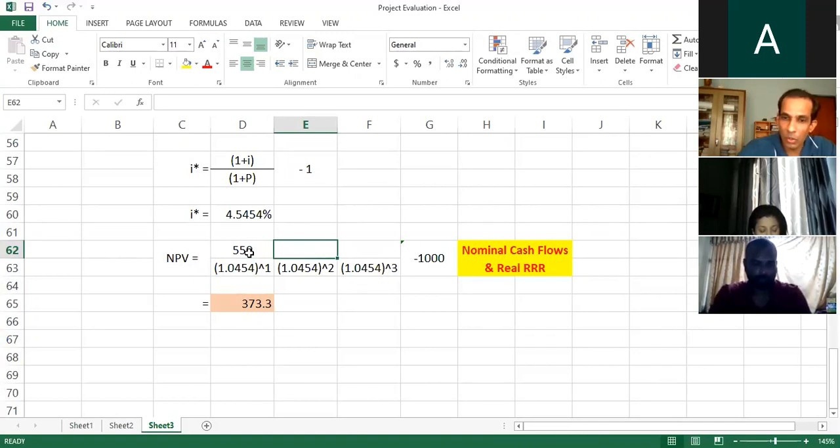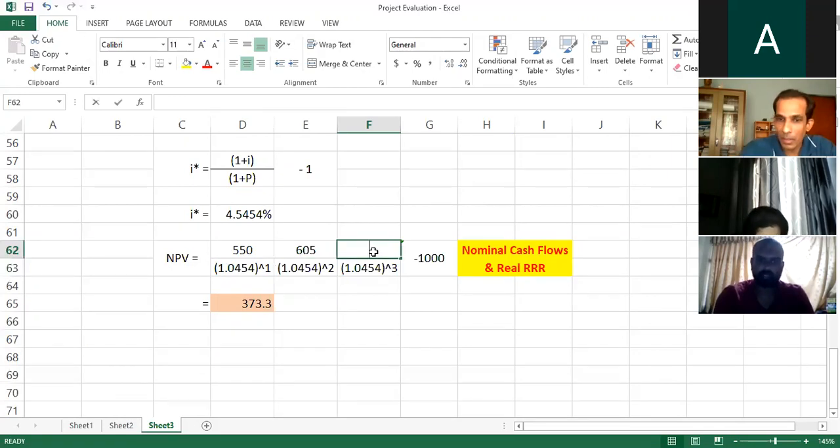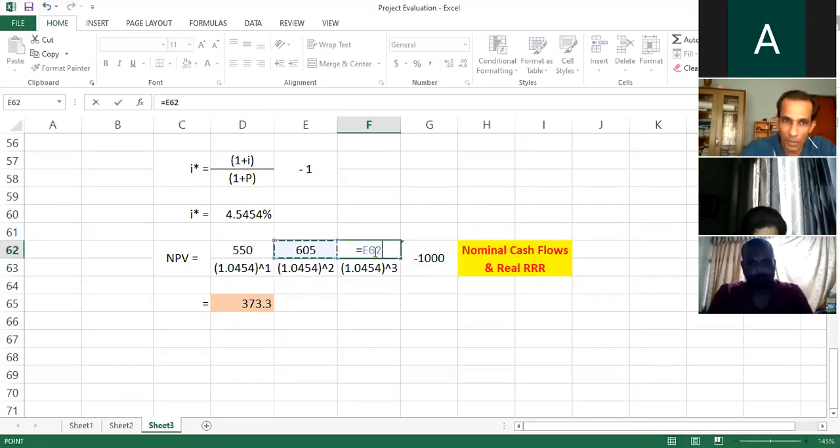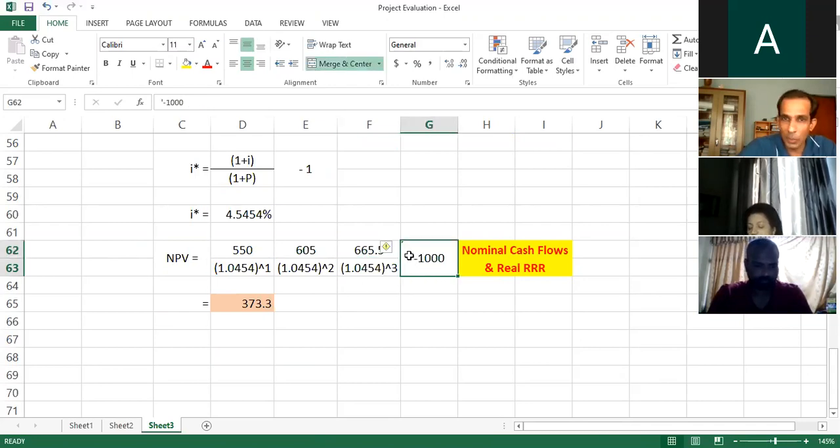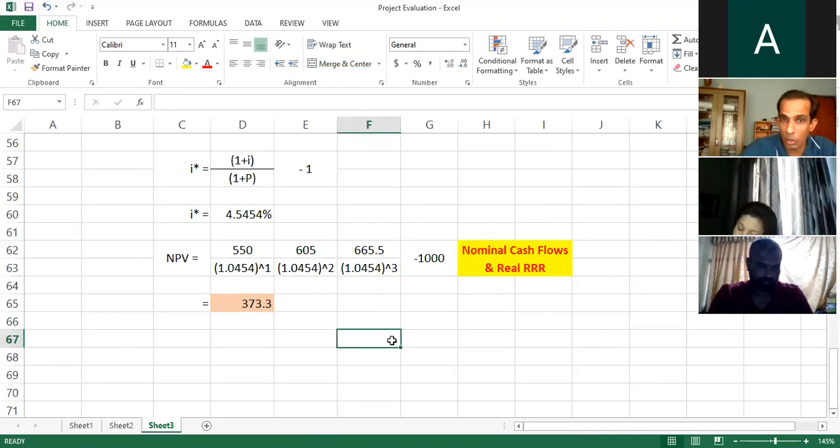That means the value will be 605, because 550 will also increase by 10%. And the third year will increase again by another 10%, 665.5. And the investment is the same amount because that is at time 0. We don't need to adjust that.